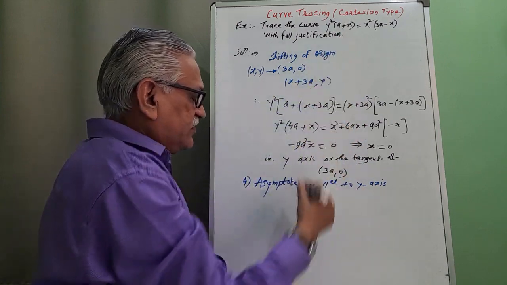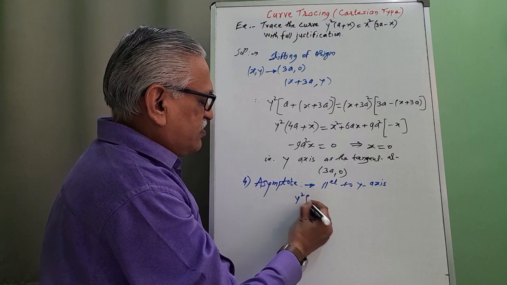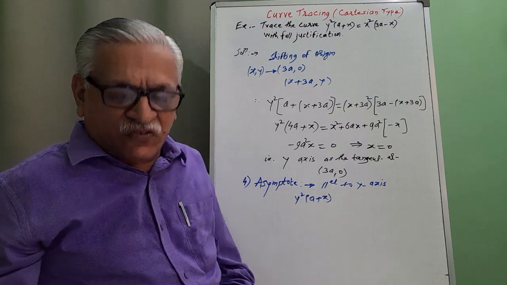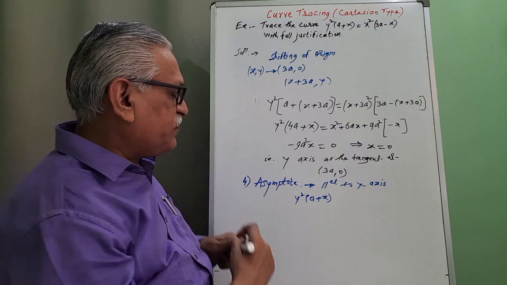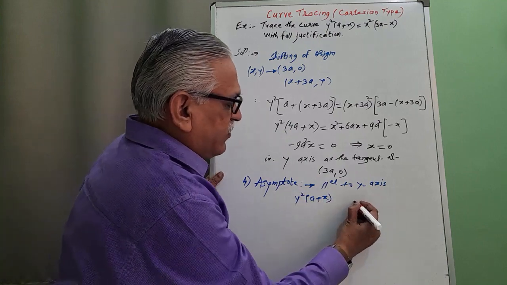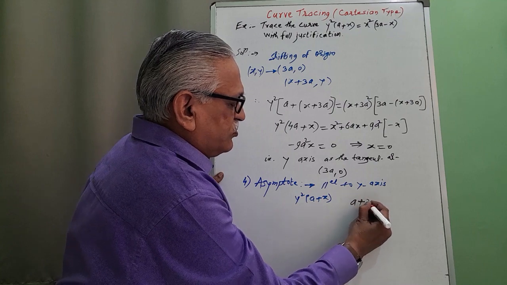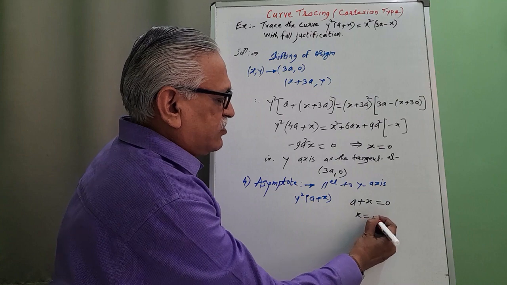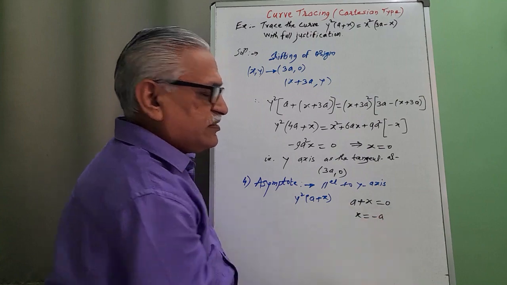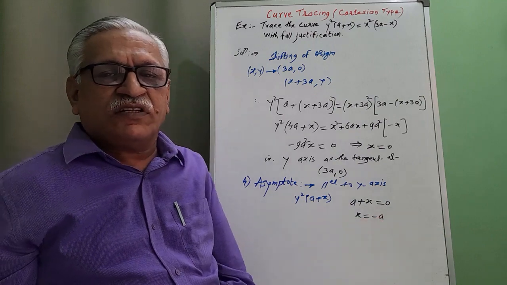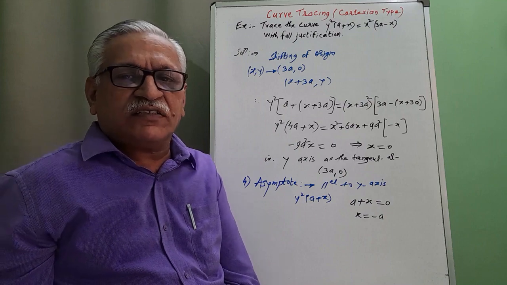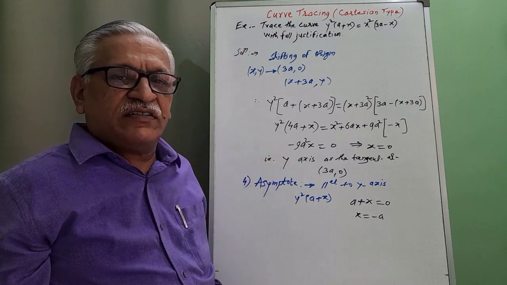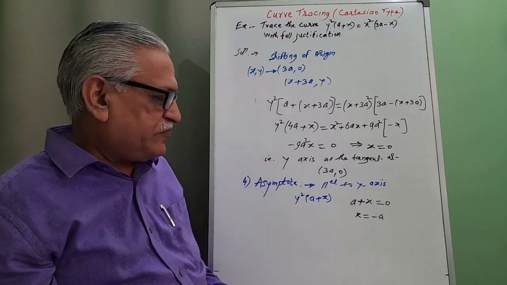Here the highest degree term in y is y square into a plus x, only one term. Then its coefficient is a plus x. Equate that coefficient to 0. We get x is equal to minus a as asymptote. Therefore this line becomes the tangent to the curve at infinity. How to show, I will explain in that figure.